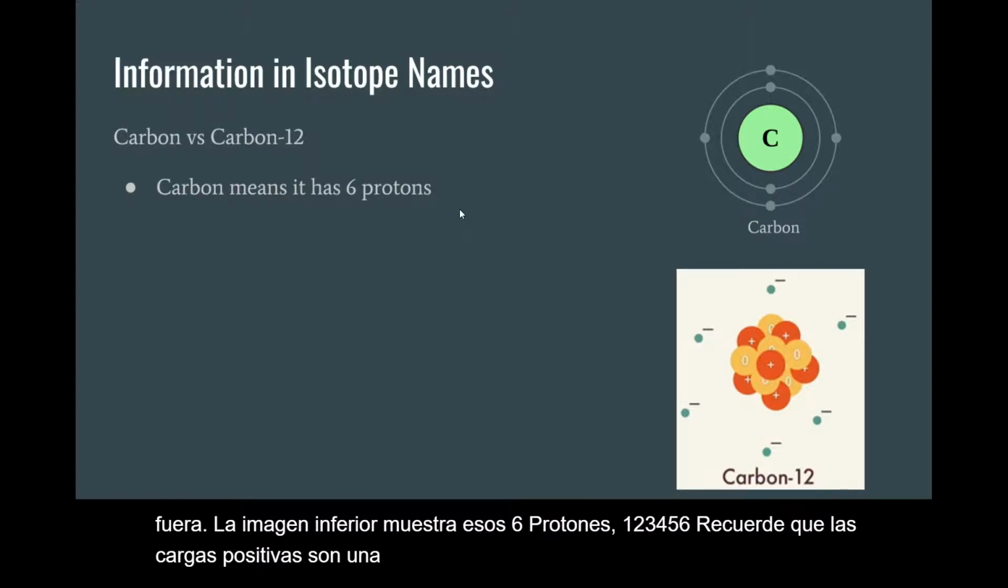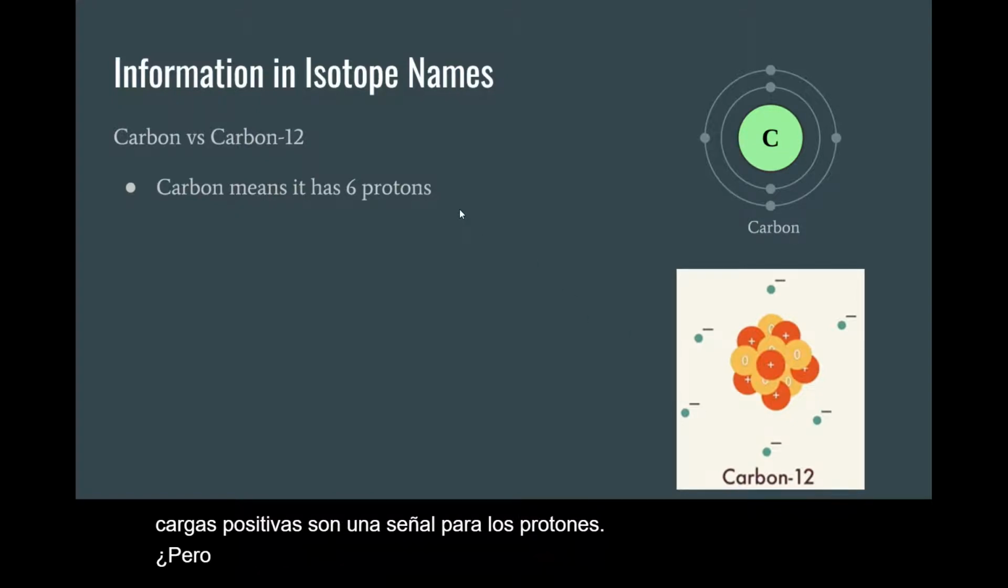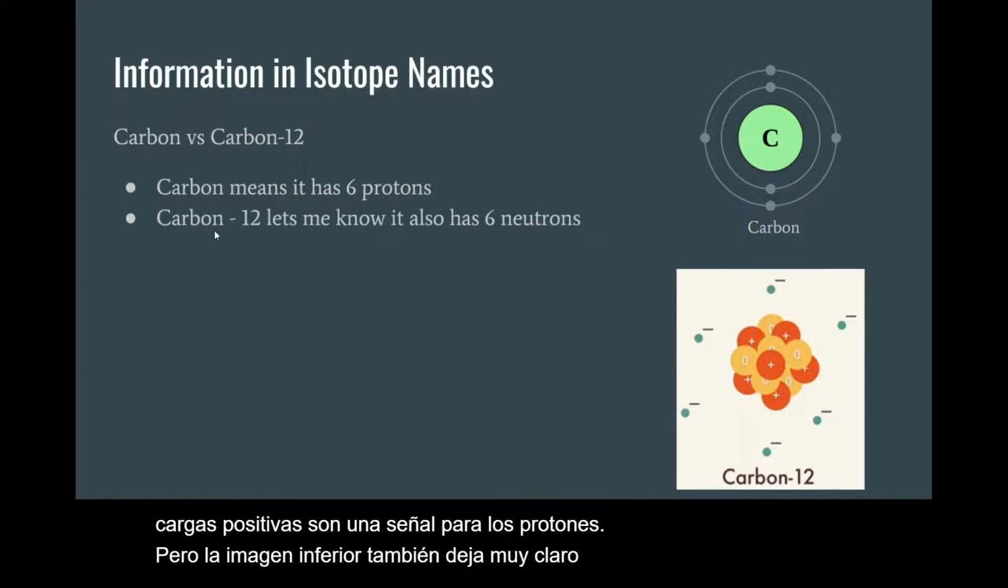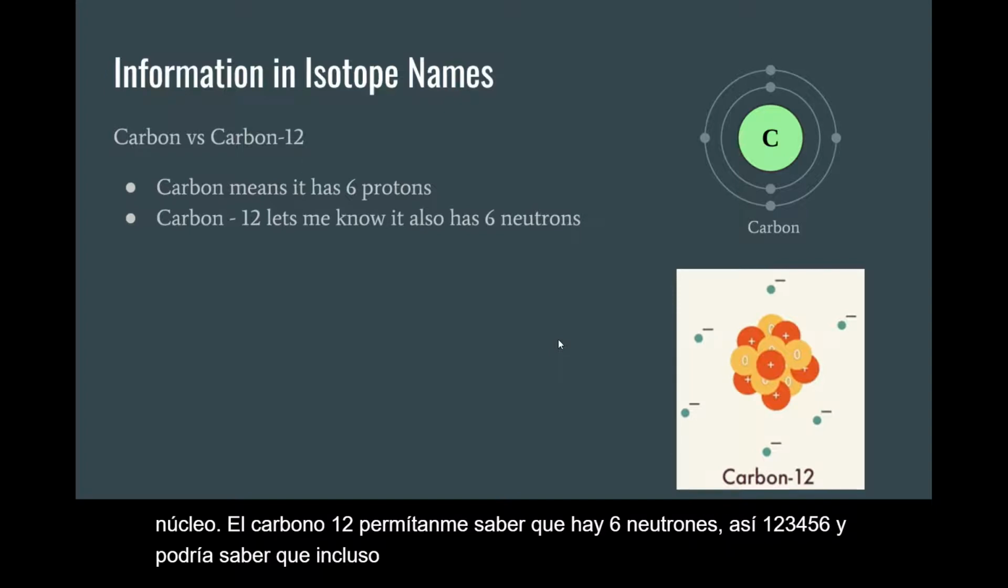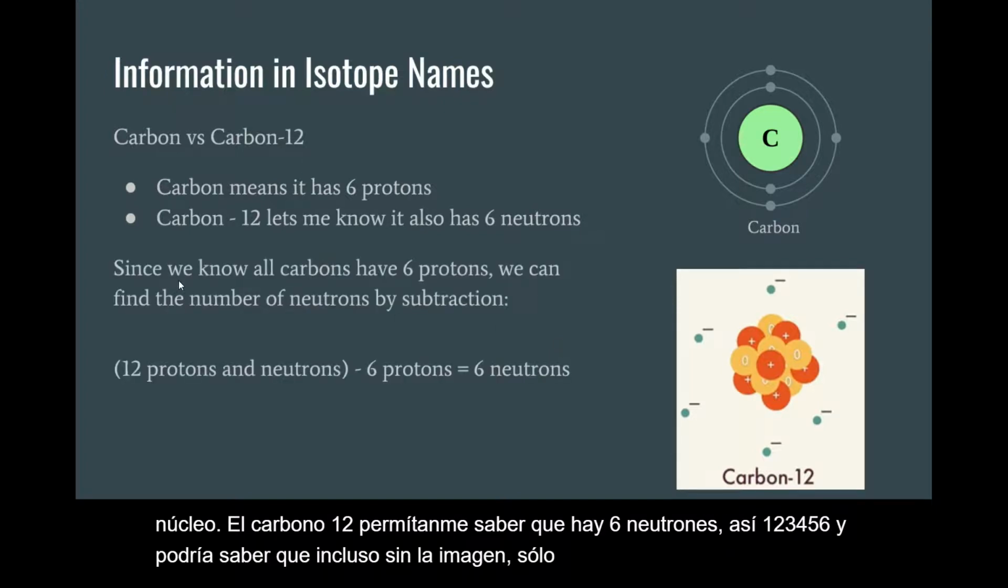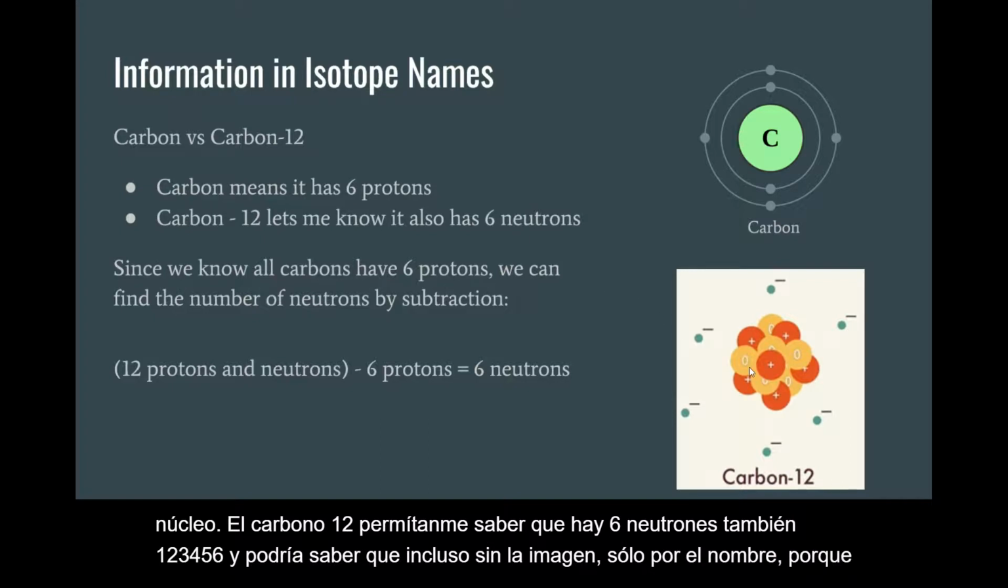But that bottom picture also makes it very clear how many neutrons are in the nucleus. The carbon-12 lets me know that there are 6 neutrons as well. 1, 2, 3, 4, 5, 6. And I could know that even without the picture, just from the name. Because we know that all carbons have 6 protons.